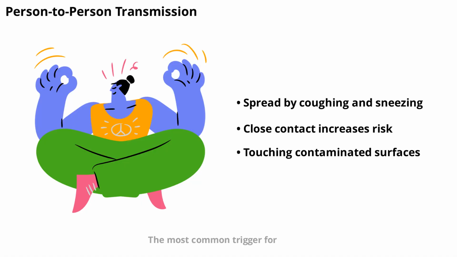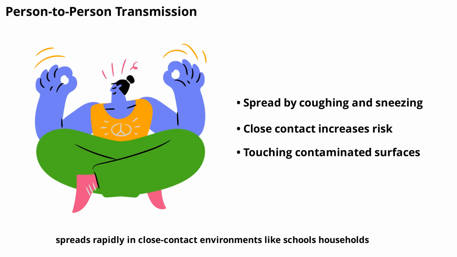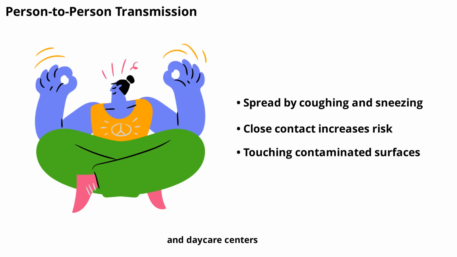The most common trigger for strep throat is direct person-to-person transmission. When an infected person coughs or sneezes, tiny droplets containing the bacteria are released into the air. If someone nearby inhales these droplets or touches a contaminated surface and then touches their mouth or nose, they can become infected. This is why strep throat often spreads rapidly in close contact environments like schools, households, and daycare centers. Practicing good hygiene is key to reducing the risk of transmission.